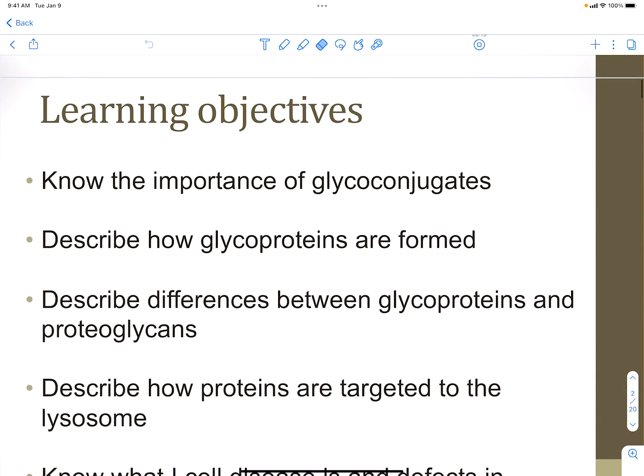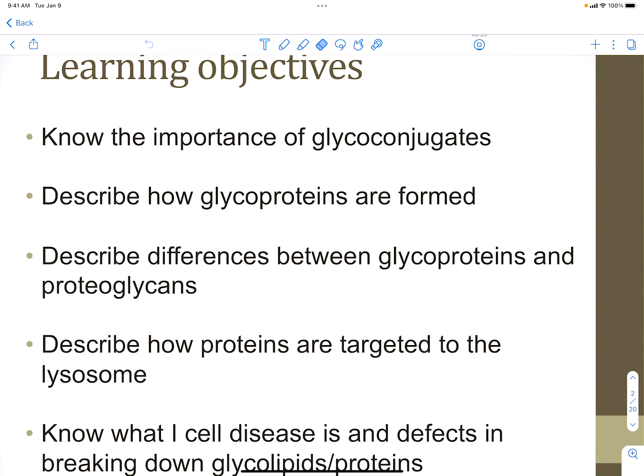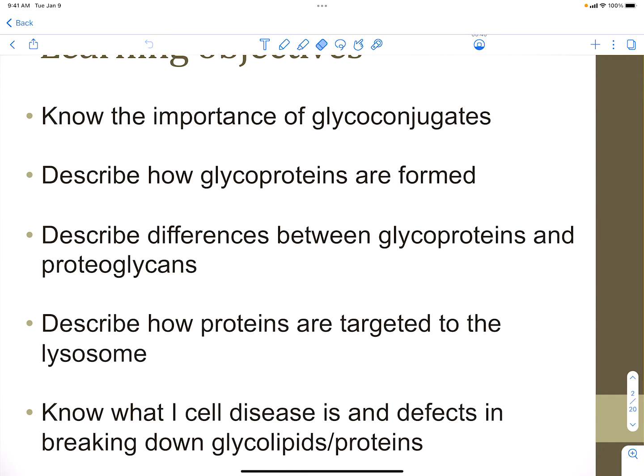So here we're going to have to talk a little bit about what we mean by a glycoconjugate and how important they are. We're going to talk about how you actually make glycoproteins, some of the differences between glycoproteins and proteoglycans, and we'll talk more about proteoglycans when we talk about extracellular matrix. And then we'll talk about targeting of proteins to the lysosome. There's a lot known about the lysosome, but we also have a lot of diseases associated with a defect in targeting proteins to the lysosome.